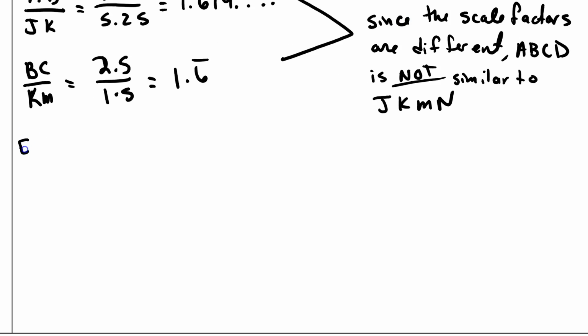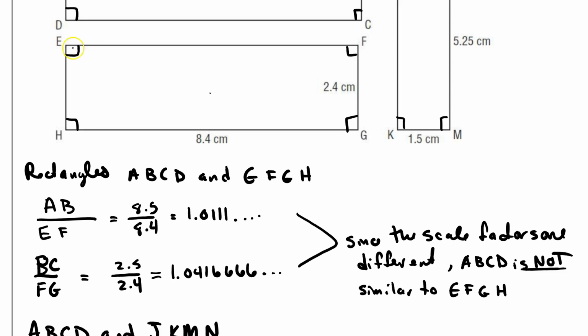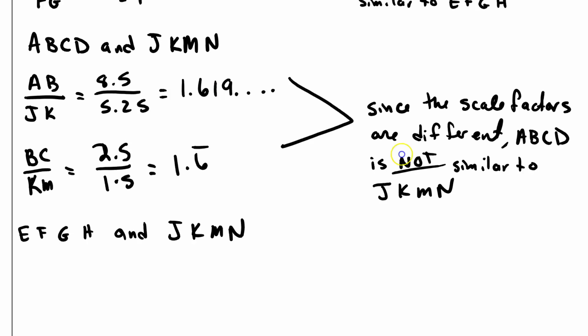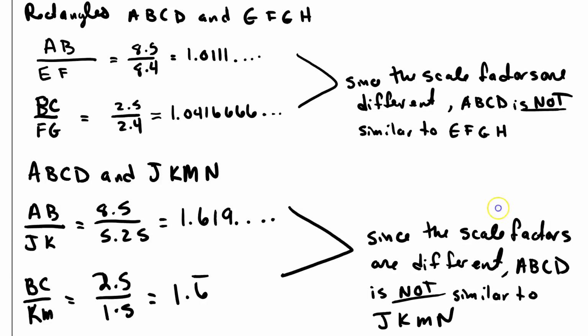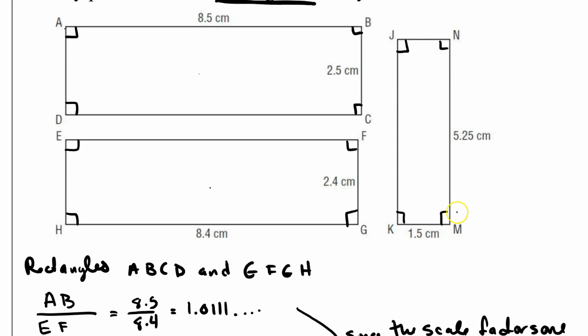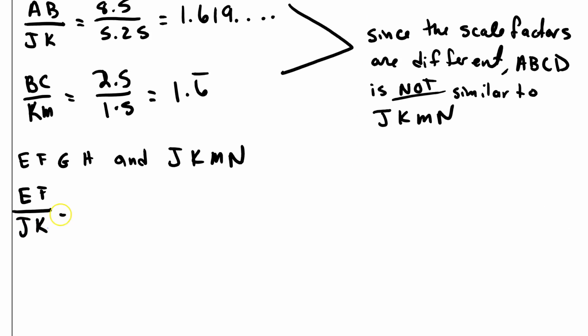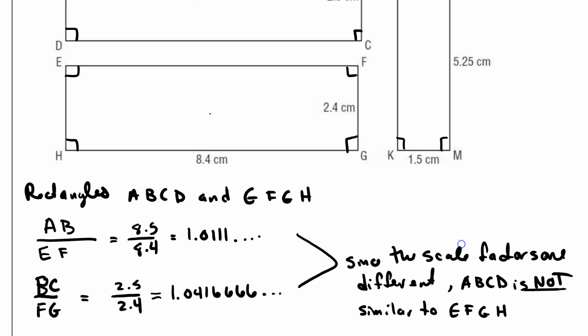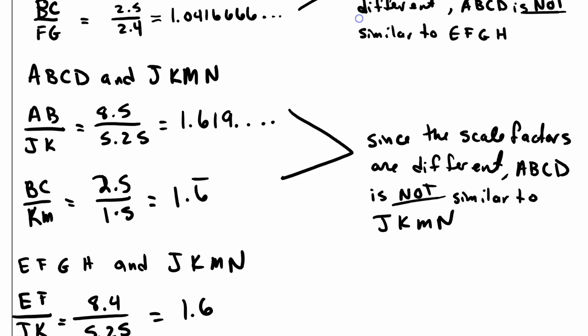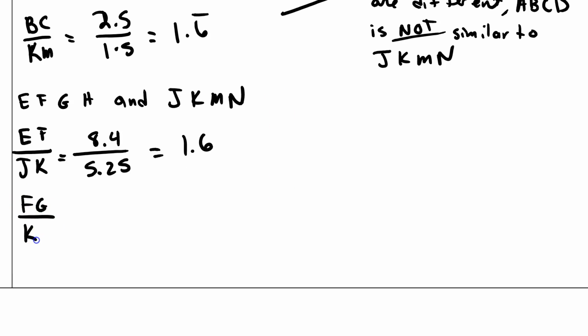So rectangle EFGH to rectangle JKMN. The long edge on this one is going to be EF or HG, doesn't matter. We'll use EF. And the long one on this rectangle is going to be JK or NM. We'll use JK. And we get 8.4 over 5.25, which equals 1.6. So let's look at the shorter ones. FG to KM, which is 2.4 centimeters to 1.5. And heyo, that is also 1.6.